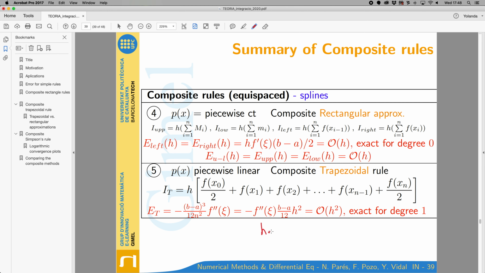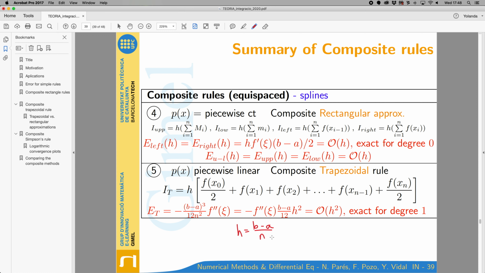So h is equal to b minus a divided by n. We are assuming equally spaced points, which means that in the error formulas we are assuming that h is (b minus a) divided by n. Also in these formulas to approximate the integrals, we are assuming equally spaced points. So when h has no subindex at all, it means it is equally spaced. So h is (b minus a) divided by n.